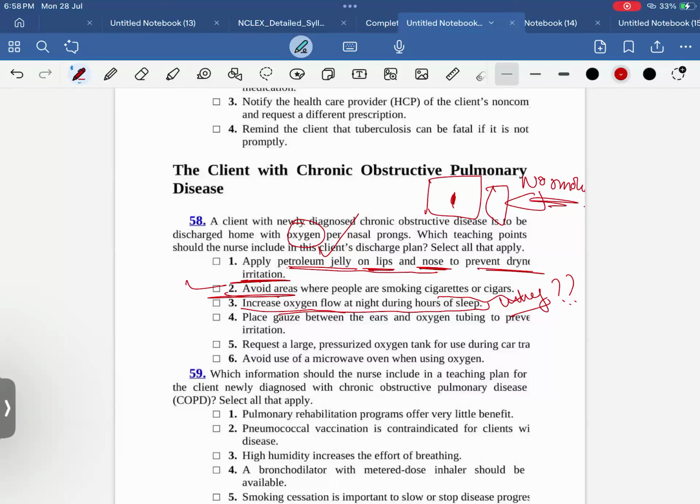Well, listen, the problem with COPD is not the oxygen. The problem is hypercapnia. The patient is not able to remove carbon dioxide. That's why. Okay, next, place gauze between ears and oxygen tubing to prevent irritation.